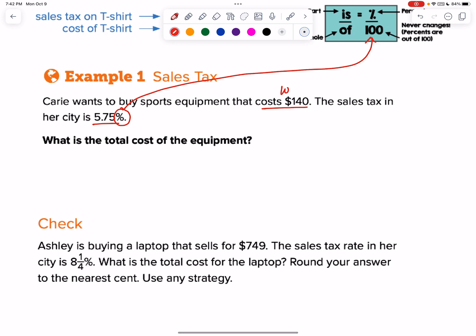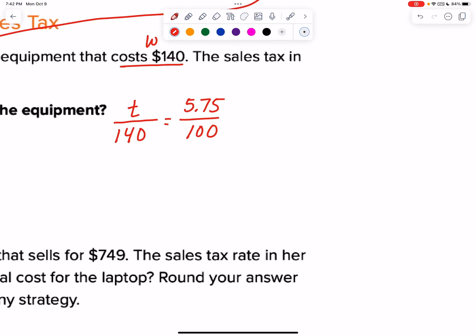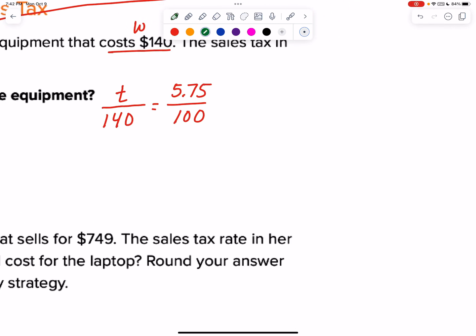We're going to have T be our variable for tax, because we don't know what the tax is as a money amount. We do know that the whole cost of the sports equipment is $140. Let's set it equal to the percentage. That percentage is 5.75, and it's always out of 100. So there's our proportion, and we know we have a couple ways of solving a proportion. Let's do the cross-multiplying way. I always do the variable first.